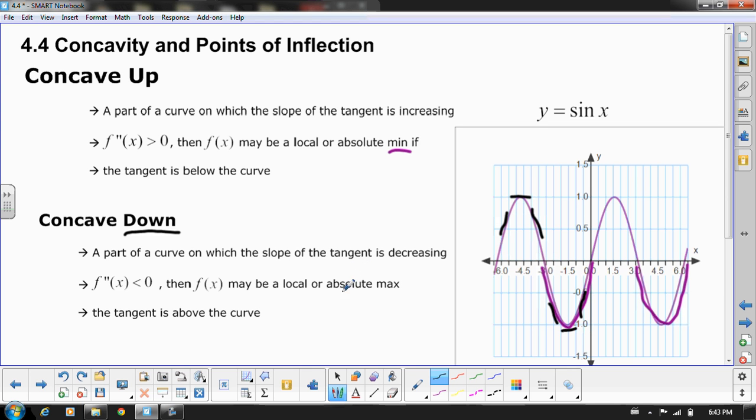Anytime you have something that's concave down, the second derivative is less than 0, and then we know that we have some sort of maximum value that's occurring there, either local or absolute. So in the situation for the sine curve, these are absolute minimums and maximums. So what is that going to look like as we go a little bit further?